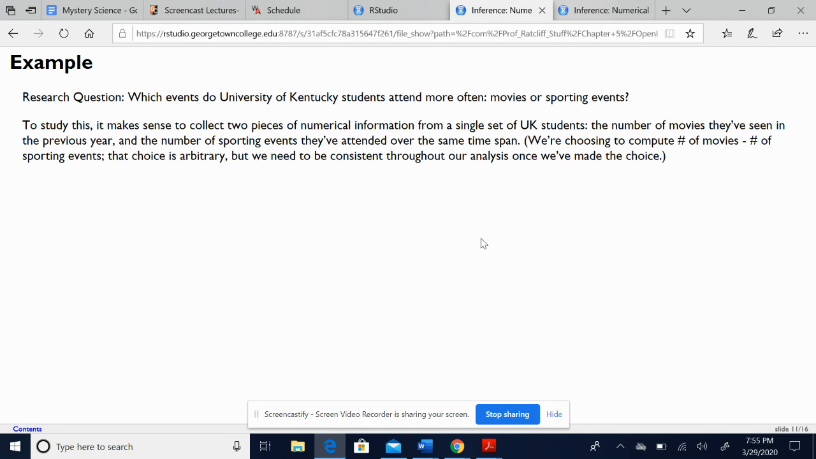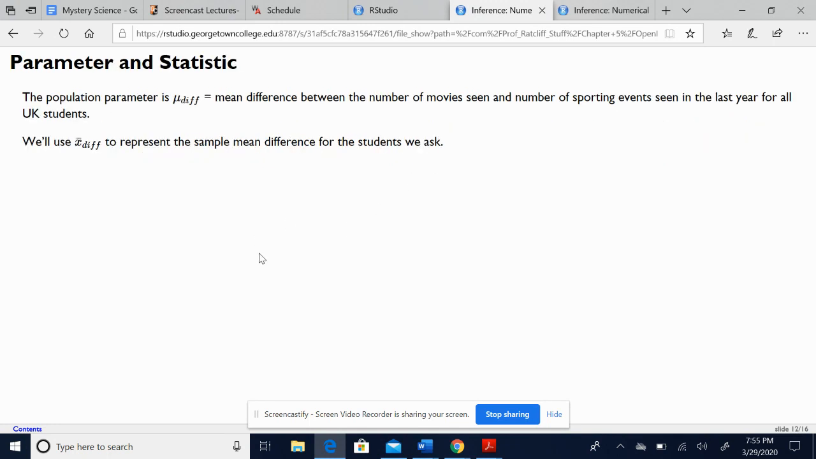But what makes this mu diff? What am I interested in? I'm interested in which one the same group of people did more. I didn't ask one group of students how many movies they've seen and then go find a different group and ask them how many sporting events. That wouldn't tell me very much. I need to know both pieces of information from the same group of students, and that's a mu diff situation. So our parameter there is mu diff.